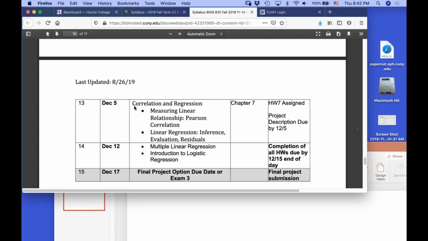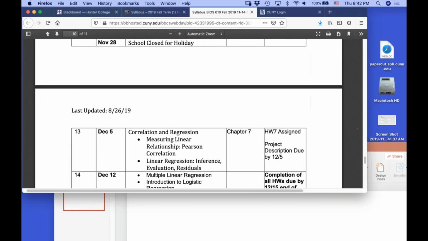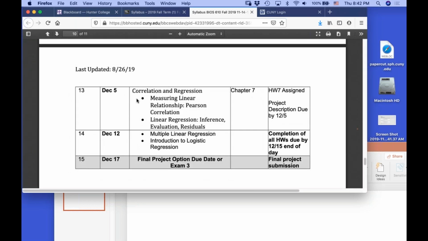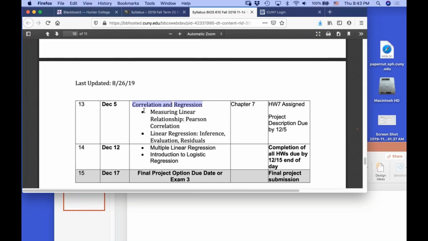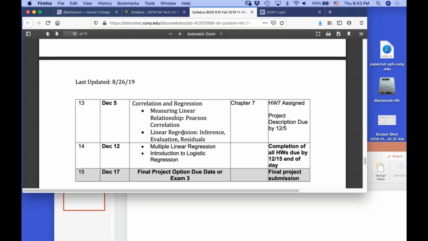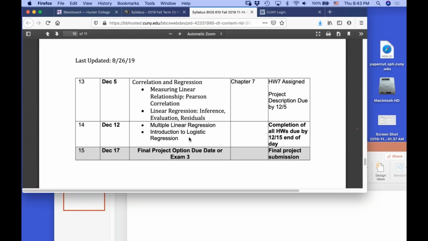And then when we come back, is that right, December 5th? Yeah, our class is December 5th. I might even be able to extend it a little bit further into the week, give you even a little bit more time if you need it, but certainly a couple of days before our class. December 5th, we will move on to correlation and regression, and to multiple and linear regression.